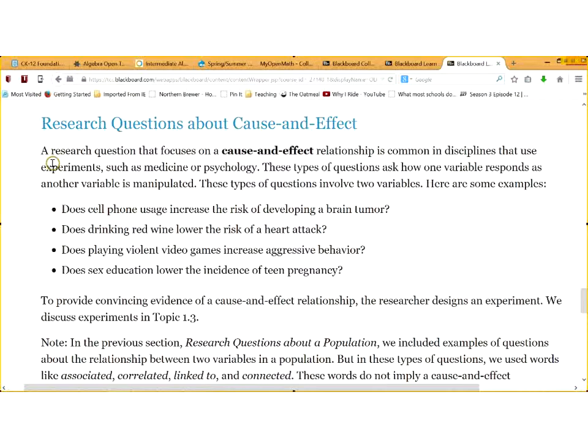Here are some examples. Does cell phone usage increase the risk of developing a brain tumor? Does drinking red wine lower the risk of a heart attack? Does playing violent video games increase aggressive behavior? Does sex education lower the incidence of teen pregnancy?